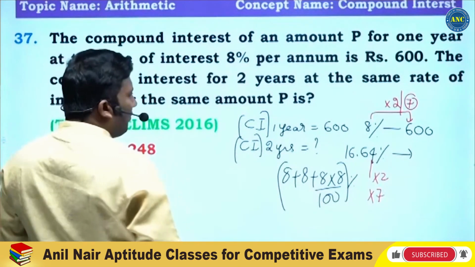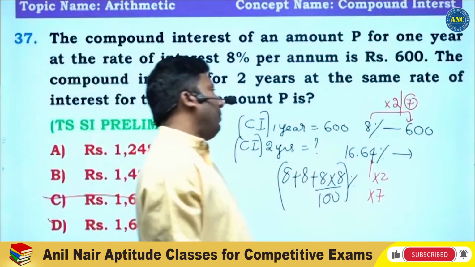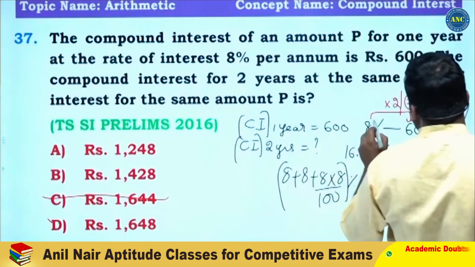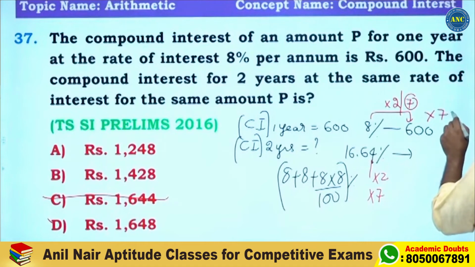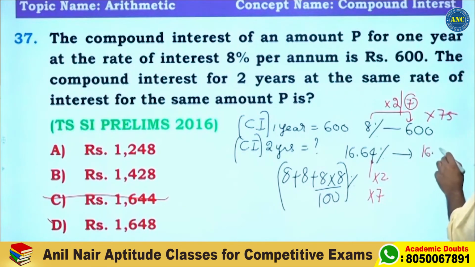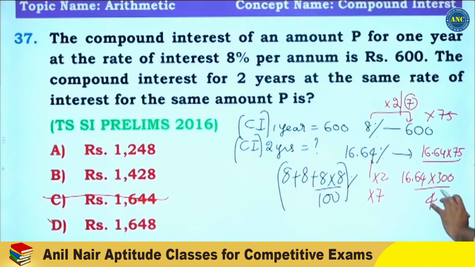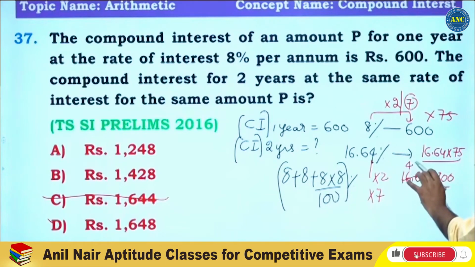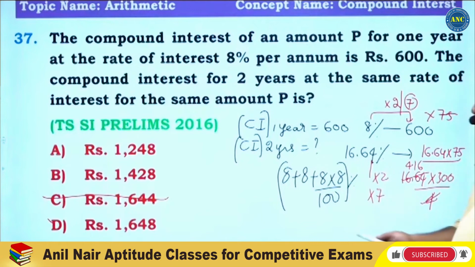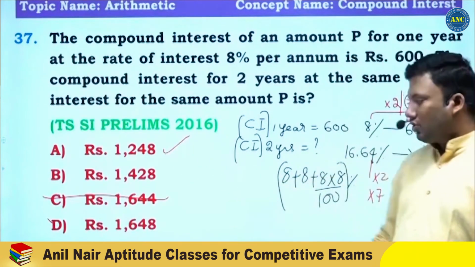This is out. We are stuck in 3 options. But the best thing is, 875s are 400. 16.64 into 75. Easily you can do multiplication by 75 by replacing 75 as 300 by 4. 4 4s are 16, 4 16s are 1248. Very, very easy question, sir.